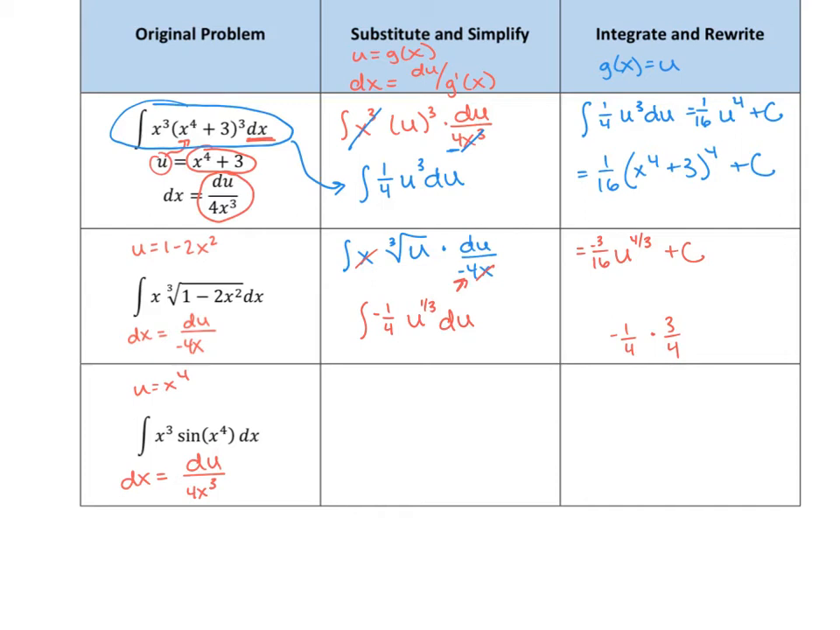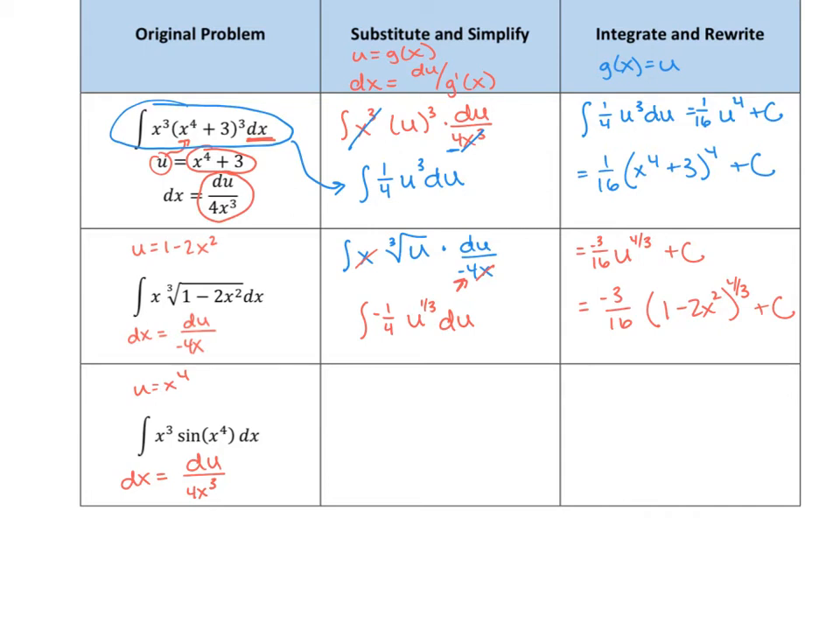And then, just like last time, we want our final answer to be in terms of the original variable. So I'm going to rewrite this one more step to get my final answer, negative 3/16 times 1 minus 2x squared to the 4/3 plus c. Okay, so let's keep moving.